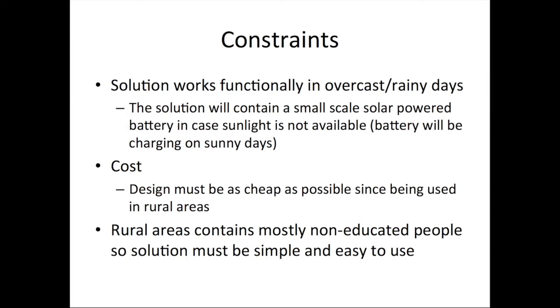One of the constraints for our solution is that it must be usable on days where it is not sunny or it is raining, for example. In order to account for this, we have included in our design a solar cell which will be charged up on the sunny days, and then this will be used to power up the heating mechanism which will work the solar still on such days.